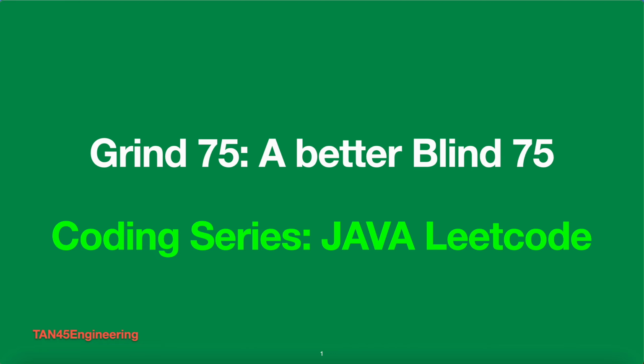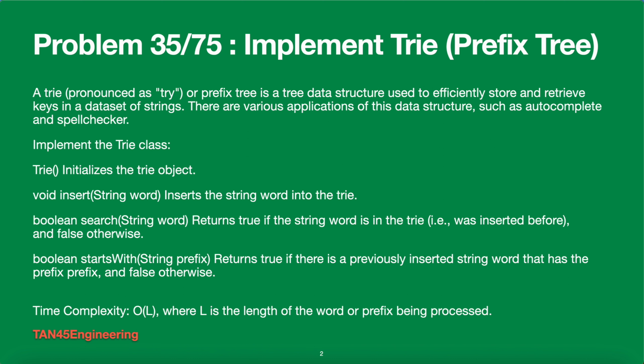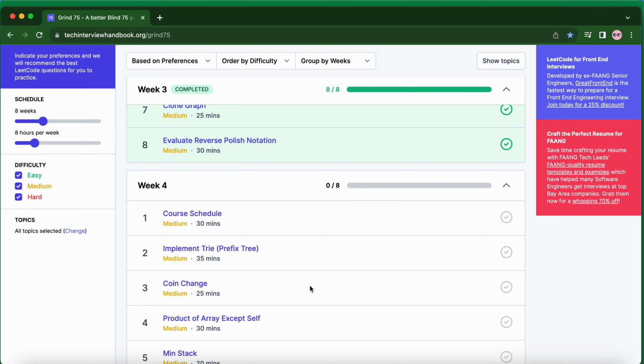We are here with yet another video in our Grind 75, a Better Blind 75 coding series. So today's problem is on the trie data structure. We have to implement a trie data structure. Let's just directly jump into the problem statement, understand it, and start solving.